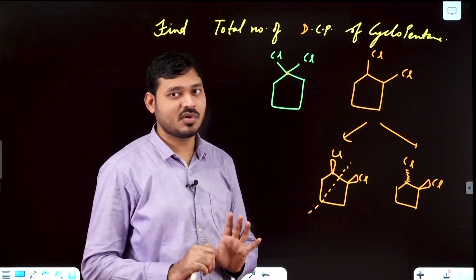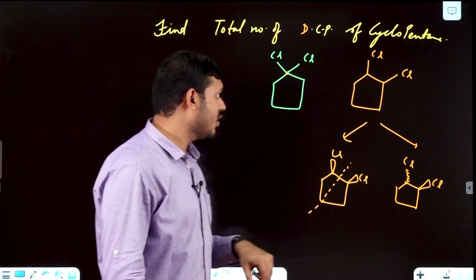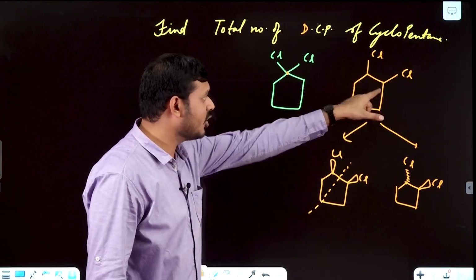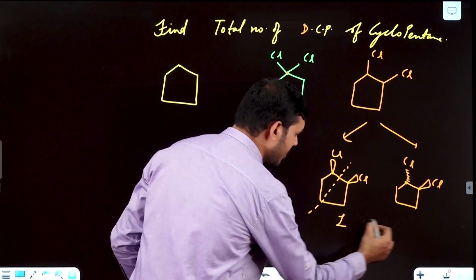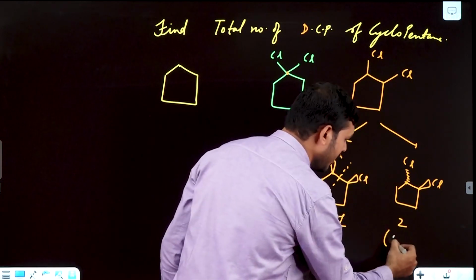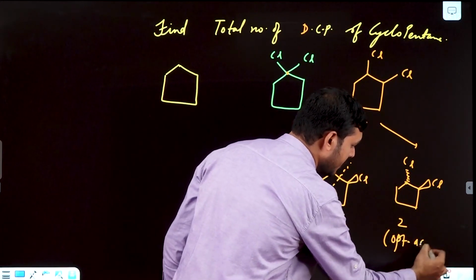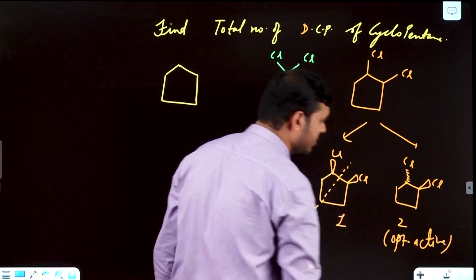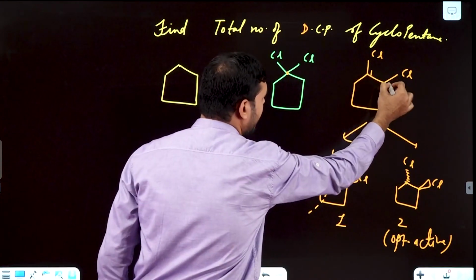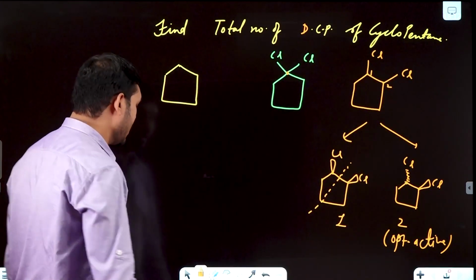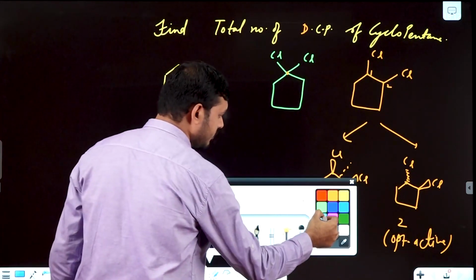So for this we will be having its mirror image as well, because this is optically active, so its enantiomer will also exist. Okay, so in dichloro, from 1-2 position I am having three cases, one here and two here. This will be optically active, so two cases. Okay, from 1,2-dichlorocyclopentane. Now let's see another case.